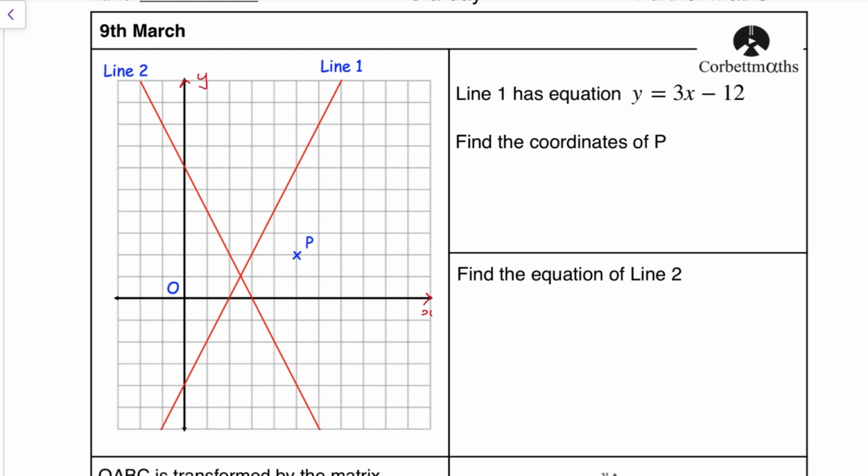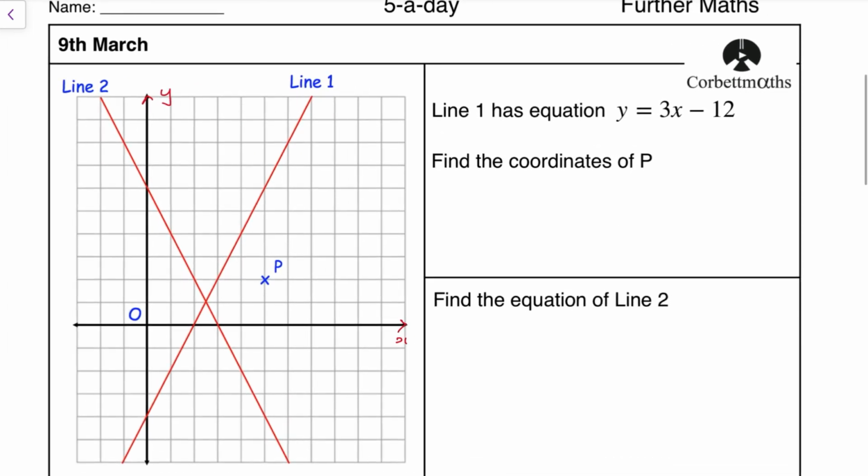Anyway, point is, if I consider the equation of line 1 and I let y equal 0, that means 0 equals 3x minus 12, which means that one of my values on the line must be x equals 4. In other words, my crossing point of line 1 is 4, which means that's 4, that's 2, 6, 8, and 10. So I already got, for P, the x value, which is going to be 10.